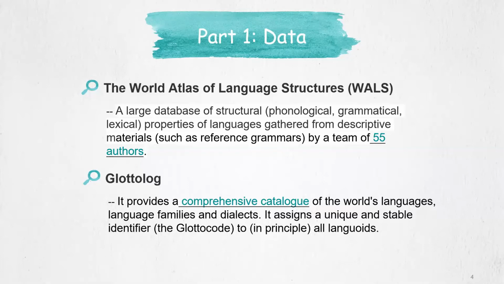Our data comes from the World Atlas of Language Structures and Glottolog. WALS is a large database of structural properties of languages gathered from descriptive materials by a team of 55 professional authors. Glottolog provides a comprehensive catalog of the world's language families and their dialects, which assigns a unique and stable identifier to all languages.